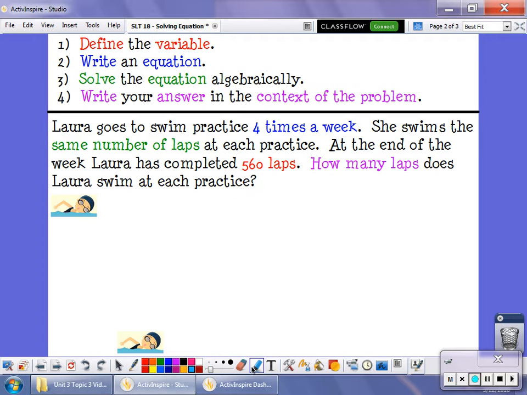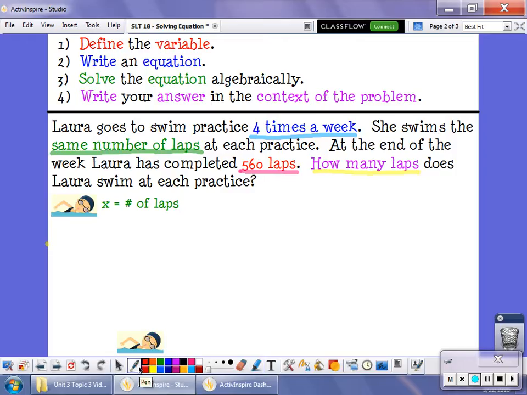In this situation, it says Laura goes to swim practice 4 times a week. She swims the same number of laps at each practice. At the end of a week, Laura has completed 560 laps. How many laps does Laura swim at the end of each practice? So again, step number 1 is define our variable. I'm trying to figure out how many laps Laura swims at each practice. So X is going to be the number of laps at each practice.